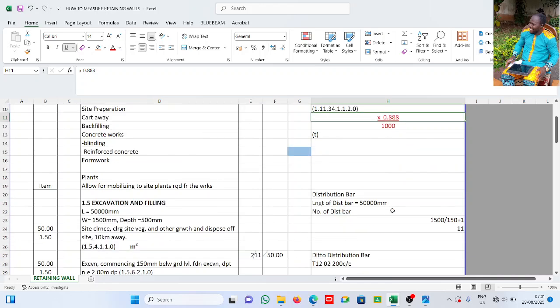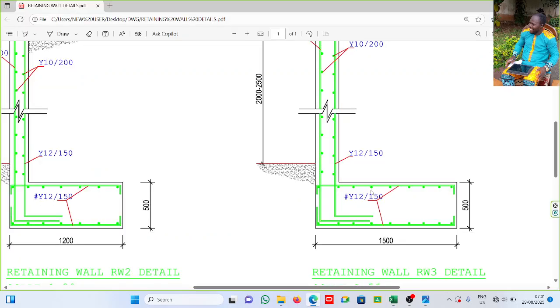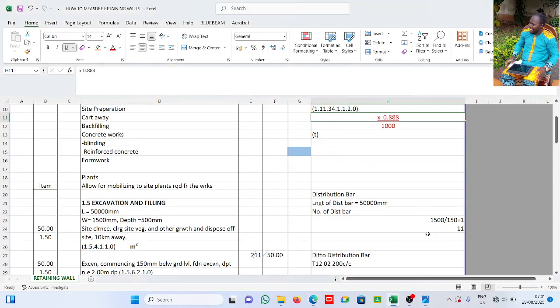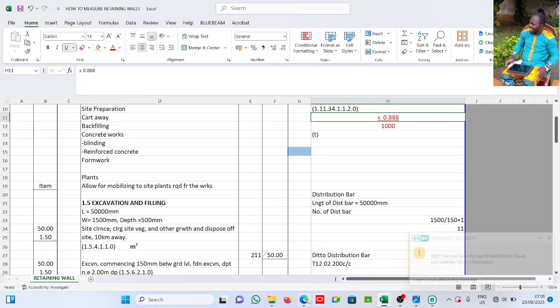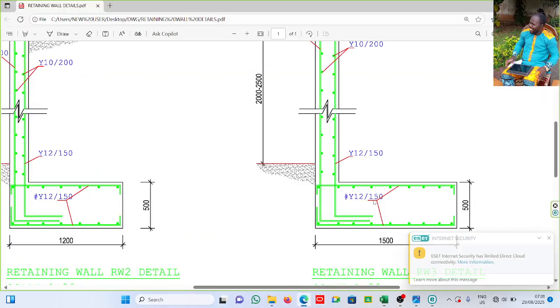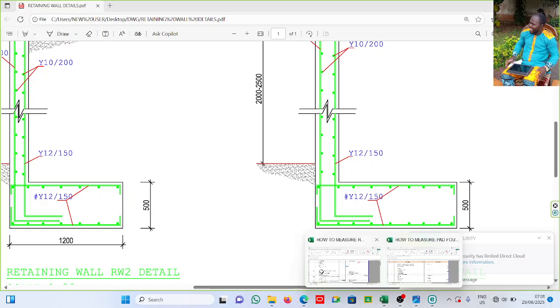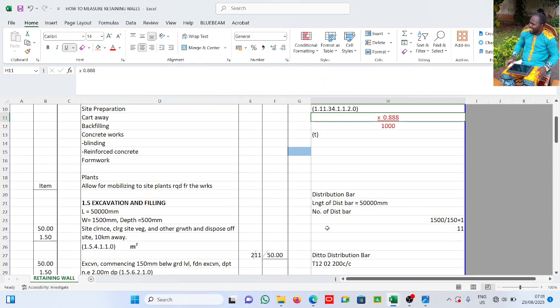All right, now the runners, that's distribution bar. When I mean distribution bar, these are the ones that run the entire length of the 50 meters. All right, so this is what we have here. The length of the distribution bar is 50,000, and the number of distribution bars running towards 1,500, so 15 divided by 150 plus 1 is 11. Okay, that's good. All right, so this is what I have.